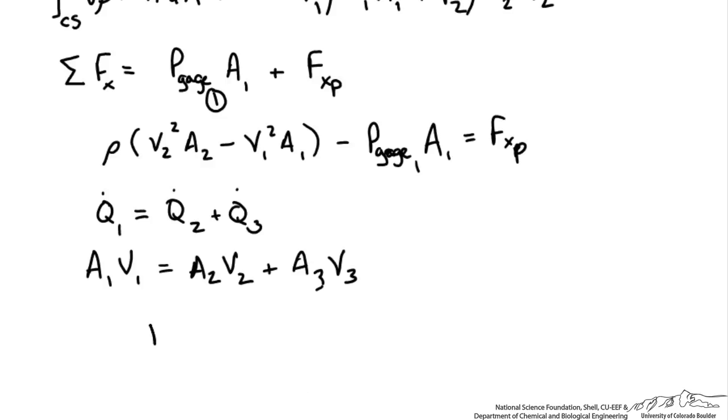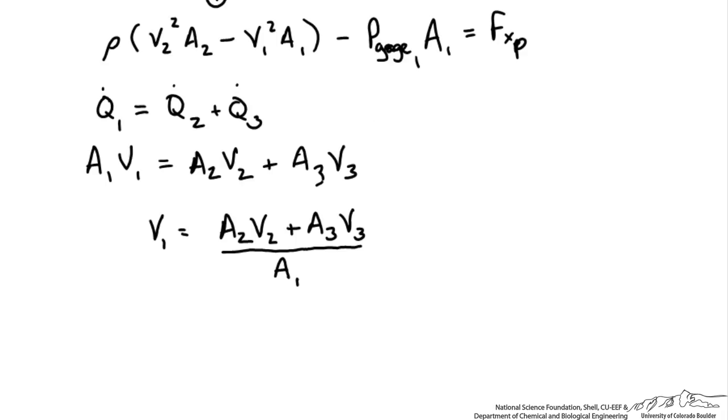Since we're interested in V1, we could rewrite this as the following. So now we have a relationship for V1. The other variable that we are interested in is the gauge pressure at 1, so we need a relationship between the pressure and the velocity of the fluids. We could go back and estimate this gauge pressure using the Bernoulli equation for flow between point 1 and point 3.